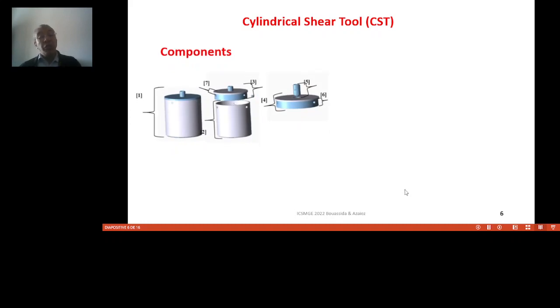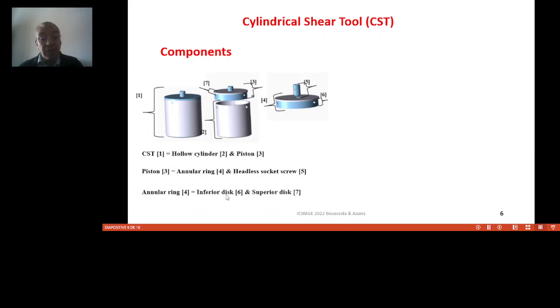About this cylindrical shear tool, the components are, as we can see here, one is the full tool, but it comprises the hollow cylinder we can see here, 2, and a piston, 3. Then the piston 3 itself comprises an annular ring, 4, here, the annular ring, and a headless socket screw, 5. And the annular ring itself comprises an inferior disc, 6, which you can see here, and a superior or upper disc, 7, that you can see here.